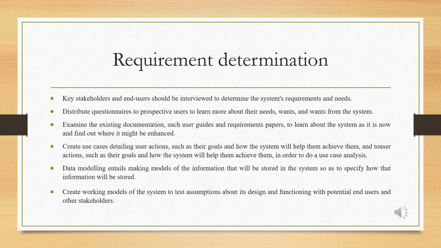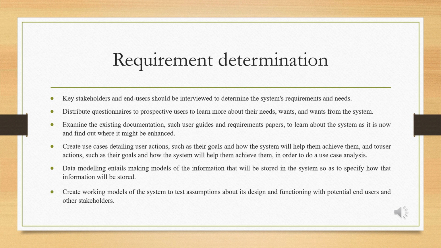expectations from the system. Next, we examined existing documentation such as user guides and requirement papers to better understand the current state of the system and identify areas where it could be improved. To further refine our understanding of the system requirements, we created use cases that detail user actions and goals, as well as how the system would help them achieve these goals. And these helped us to identify potential issues and develop solutions to address the problems.